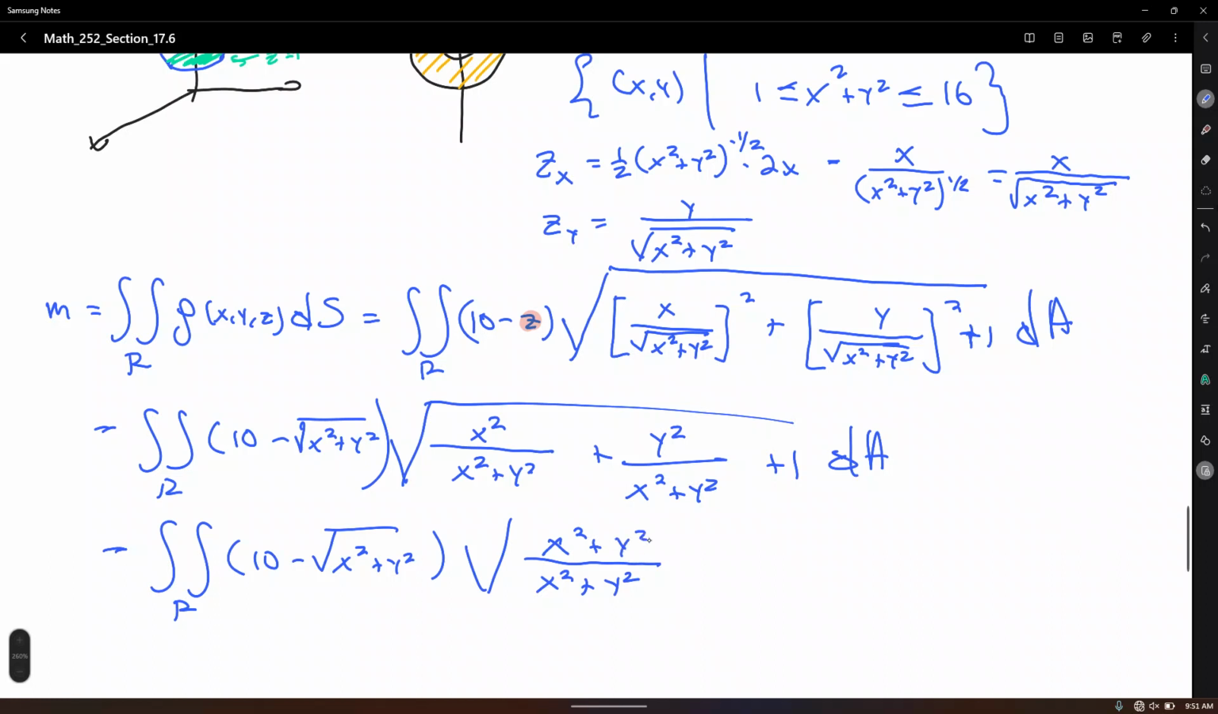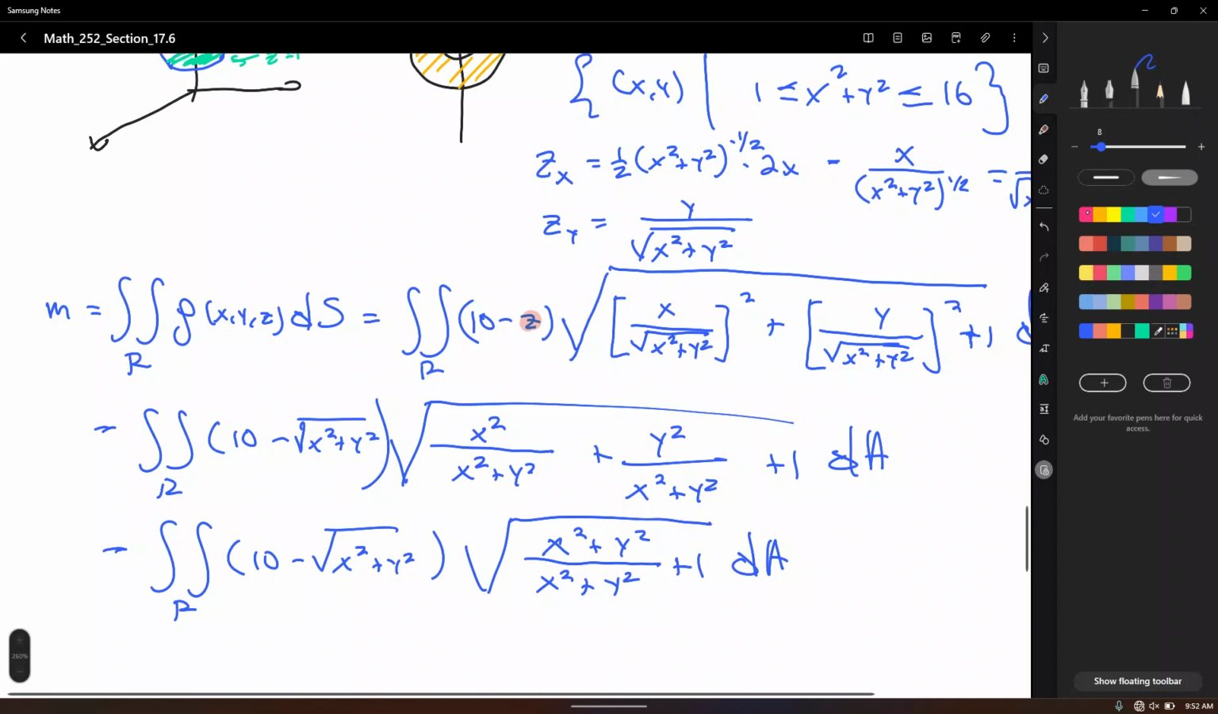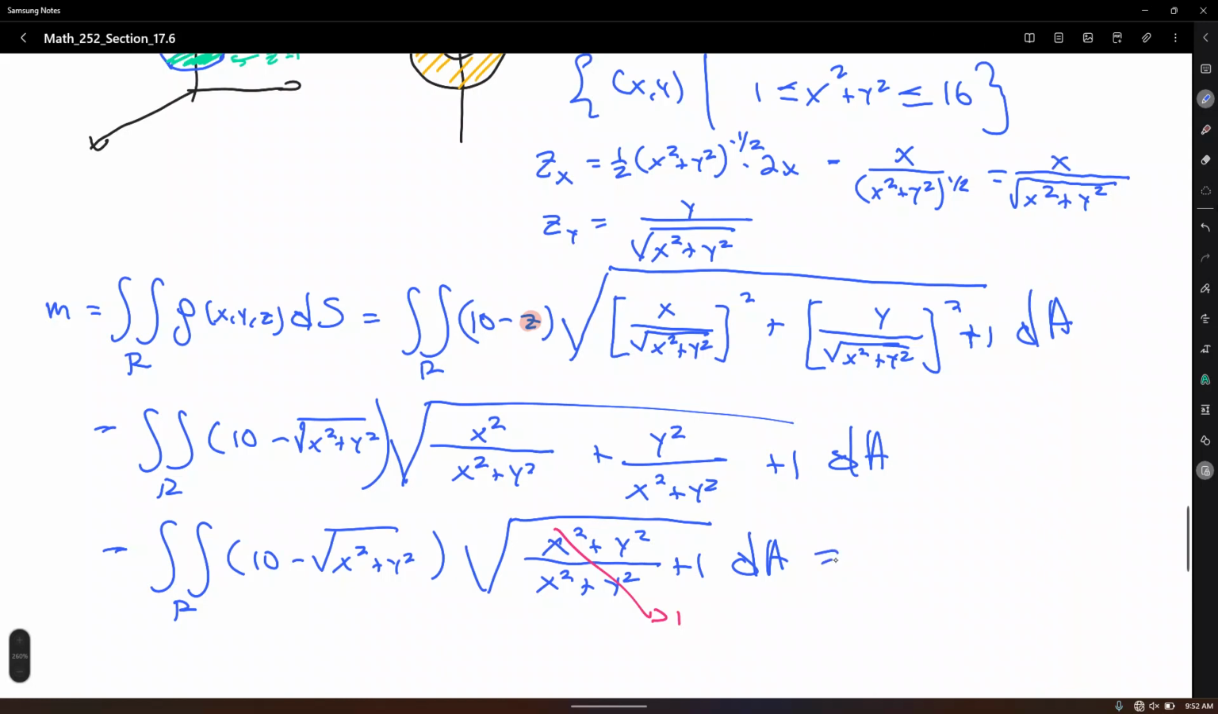Look at this beauty. X squared plus y squared divided by itself, what is that equal to? Plus the other one, square root of 2. You see how this one simplifies really nicely? So all this madness equals 1 plus 1. That's 2, so the square root of 2. I'm going to write that square root of 2 outside of the double integral over the region R.